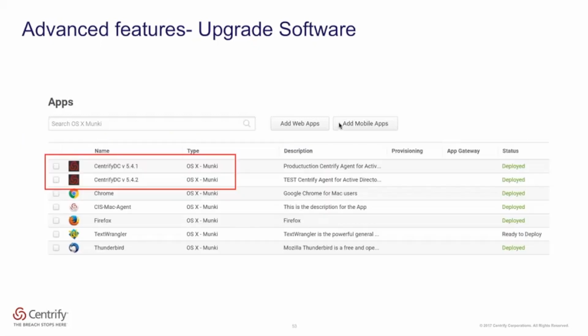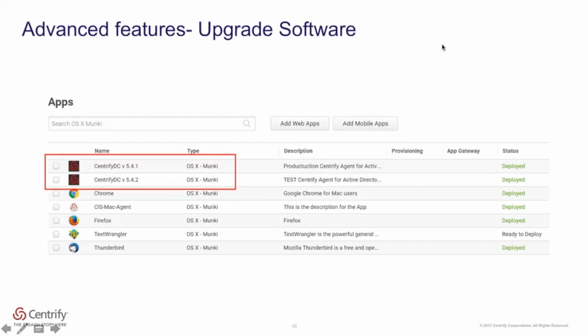So here you can see I've imported a pretty common application, Centrify DC, which is our Direct Control agent to use for Macs to be able to bind to Active Directory using our Server Suite product. My endpoints have 5.4.1 installed currently, but I want to roll out 5.4.2. So I'm going to go ahead and do some testing, and then once I decide that it is ready for production, I can go ahead and roll that out to my end users as well.